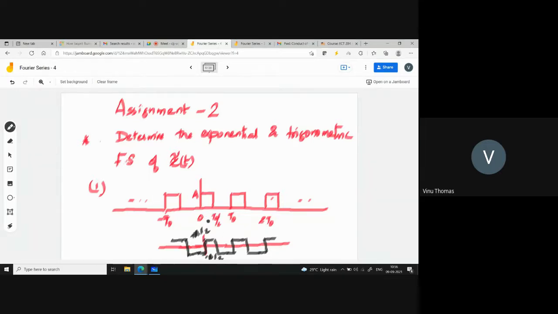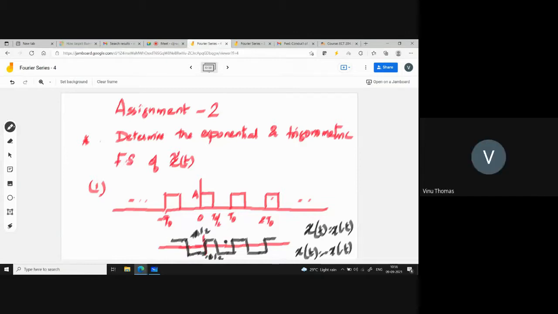Is it an odd signal or an even signal? For an even signal, x of t is equal to x of minus t. An odd signal is when x of t is equal to minus x of minus t. So you can tell me whether this is an odd signal or an even signal. For that you only need to look at whether this is an odd signal.